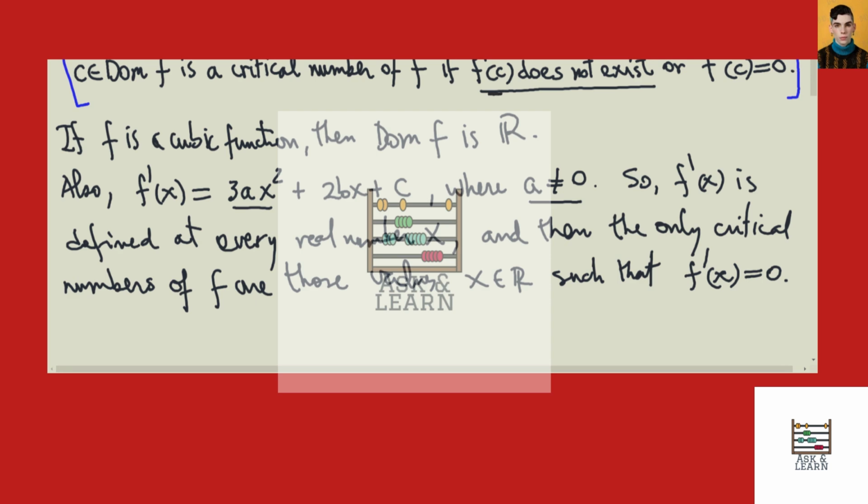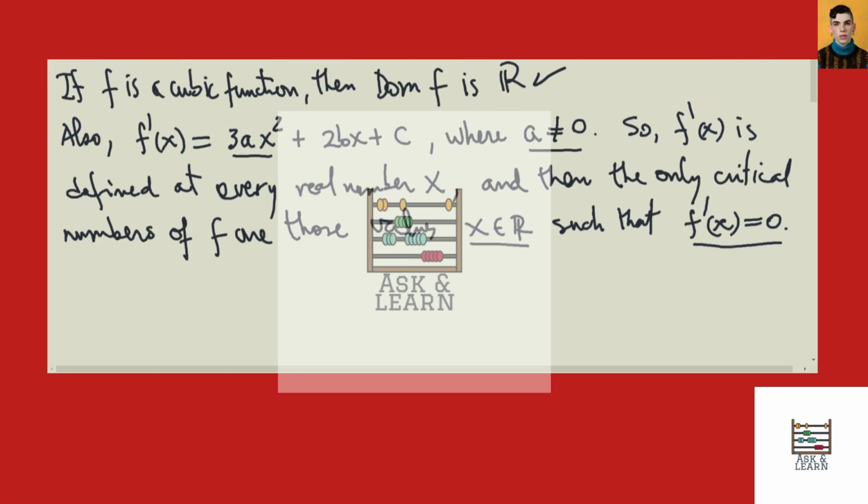That is because the first option in the definition cannot happen in the case of the cubic function, because the derivative is also a polynomial, in this case of degree 2, and is defined everywhere in the real numbers. So the only possibility for a value x to be a critical number of the cubic function is that the derivative at that point is equal to 0. In principle, it can be any real number, because the domain of the cubic function is the set of real numbers.